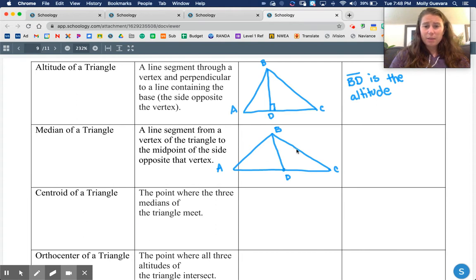And again, this is something that I can do on the other side too. This looks like about the middle to me, so I would connect A to that point. Or here, I would connect C to that point. But here, BD is the median.